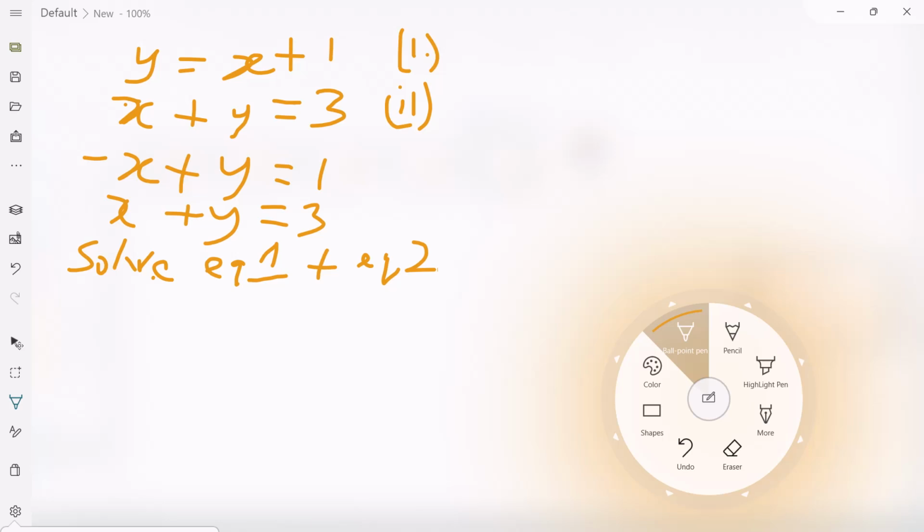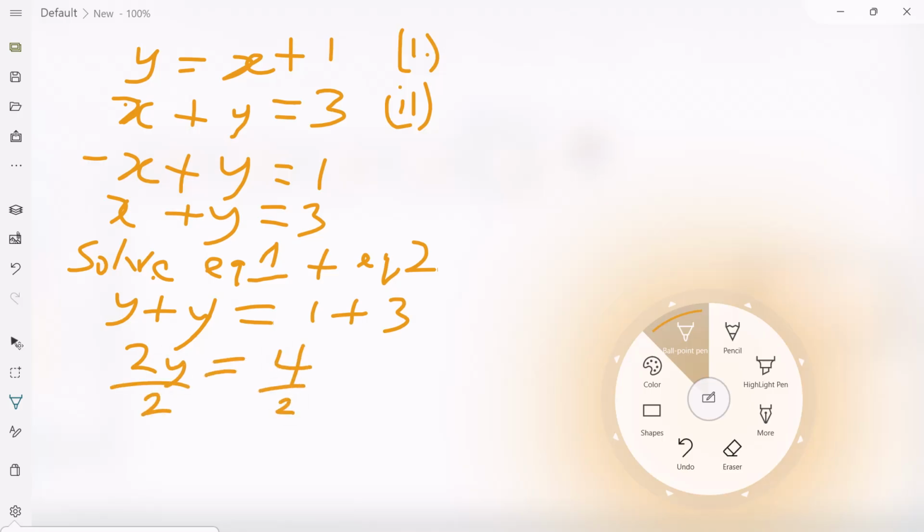minus x plus x. X is eliminated, so I will have y plus y is equal to 1 plus 3. So I will have 2y is equal to 4. If I divide both sides by 2, 2 here cancels 2, so I have y is equal to 2.